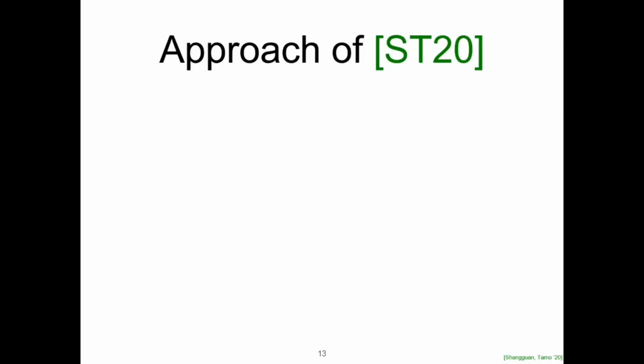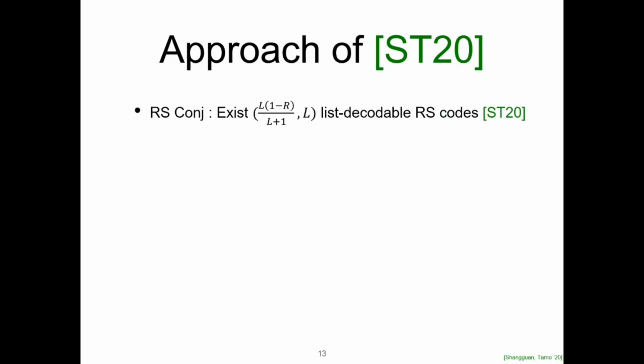The proof of our main result is based on the approach developed by Shangguan and Tamo in a previous paper. So recall that we have this list decoding capacity 1 minus R, which is an upper bound for the list decoding radius of any code. In Shangguan and Tamo's paper, they proved a more refined upper bound, which they call the generalized Singleton bound. It says that the radius is at most 1 minus R times L divided by L plus 1.